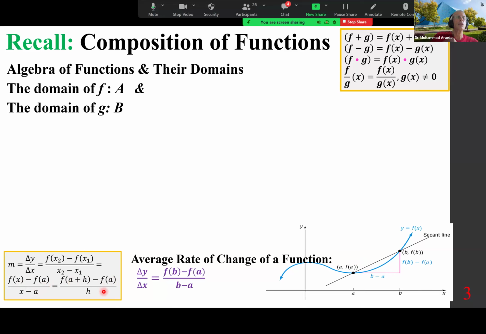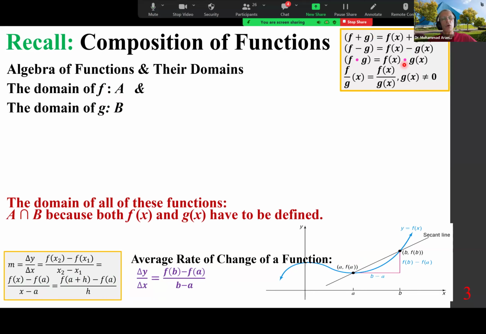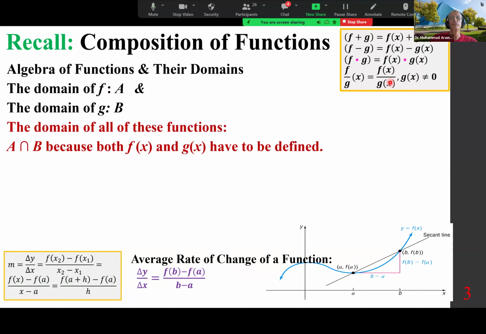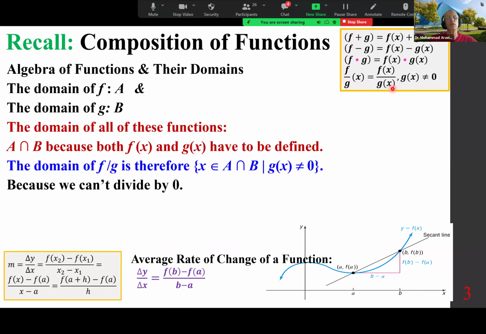The domain of f is A, the domain of g is B, in the case of functions that are given here. For all of these algebra functions, A intersection B is the domain because they both have to be defined. However, there's more restriction for this last one. As always, we can't have the denominator be 0. So the last one, f over g, it's not only that x is an element of A intersection B, but such that g of x can't be 0.